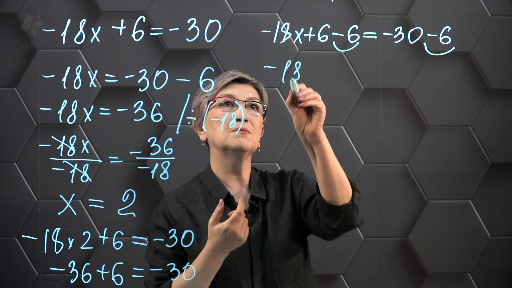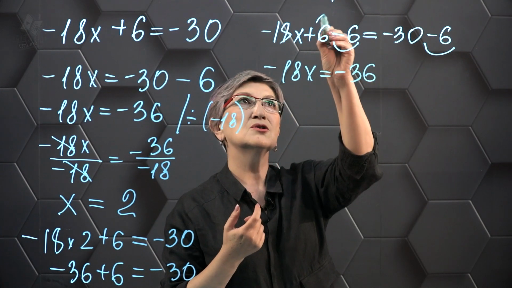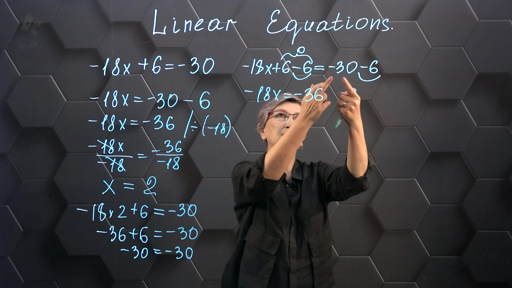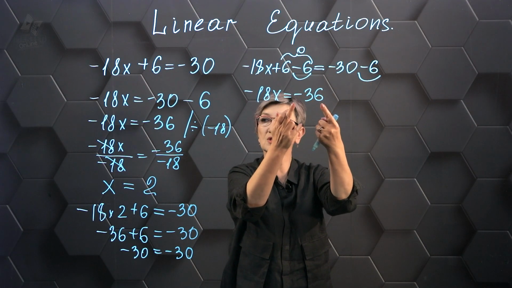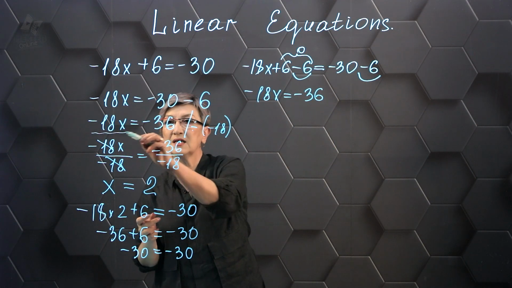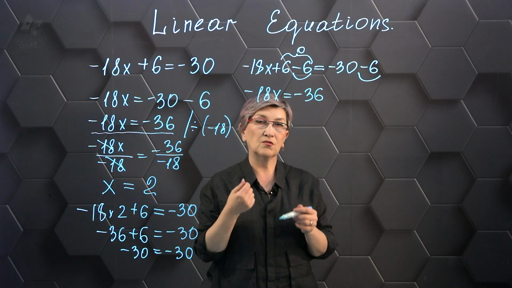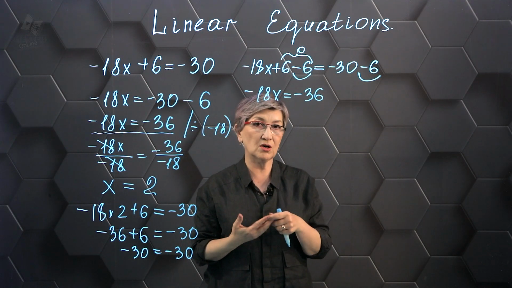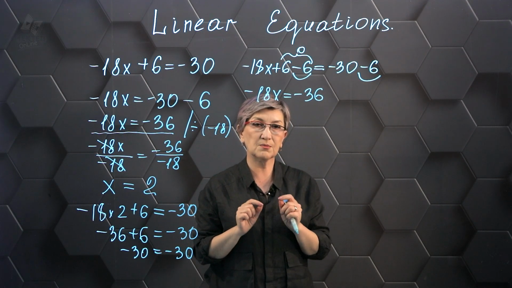As a result, I got minus 18x equals minus 36. 6 minus 6 would give me 0. Then I would perform the action minus 30 minus 6, which is minus 36. And notice, I would have arrived at our solution, but in this case, I would not have written down another action. So, in order to solve the equation, remember the following rule.